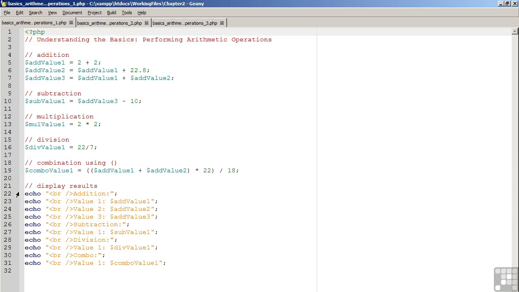On lines 22 through 31, as you have seen before, we have an HTML line break with the outcome of the various operations. Notice the use of the double quotes. What the double quotes allow us to do is to expand the value of the variable instead of seeing the actual name of the variable.